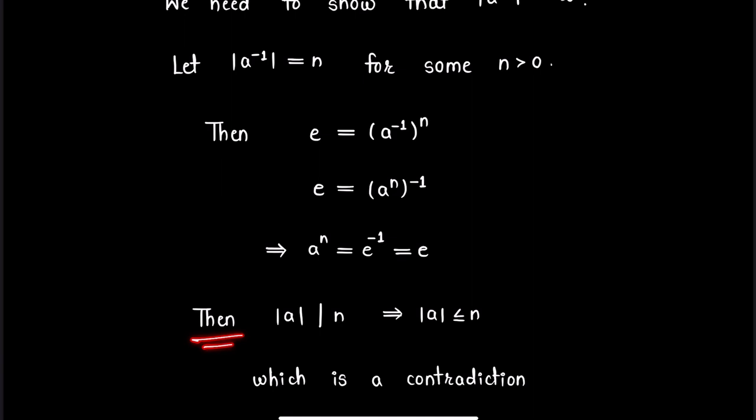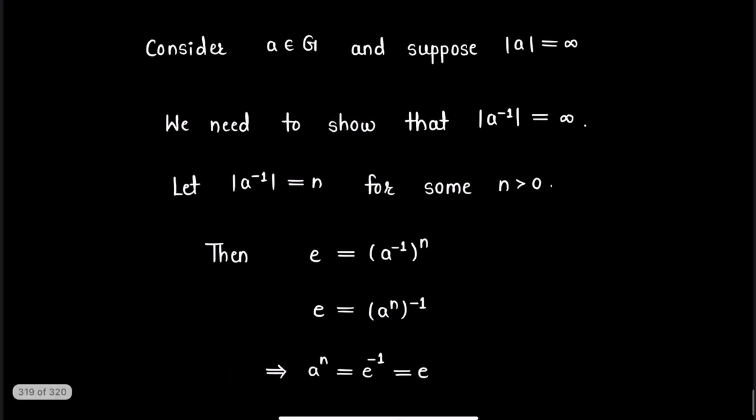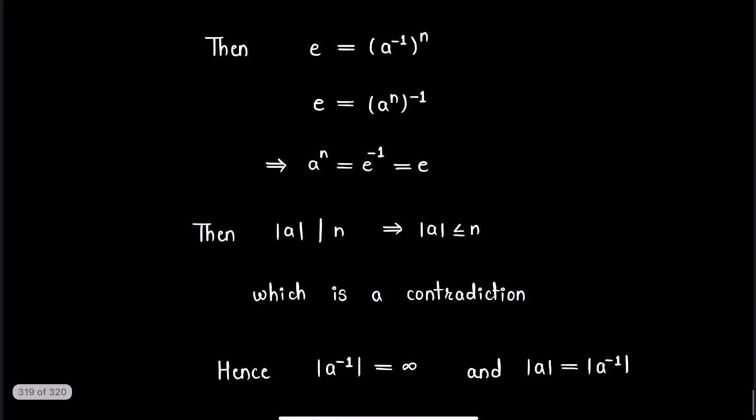So the order of a will divide n, that is, the order of a will be less than or equal to n. But we have considered that the order of a is infinite, and therefore this is not possible. So we get a contradiction, and hence the order of a inverse will be infinite, and we get that the order of a is equal to the order of a inverse in the case of infinite groups, and this proves the given result.